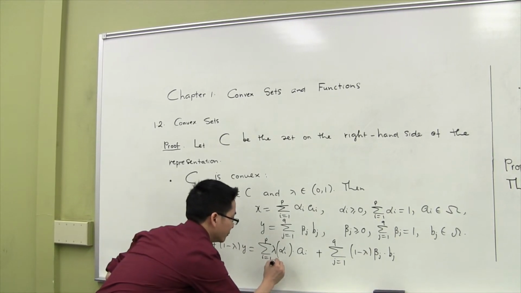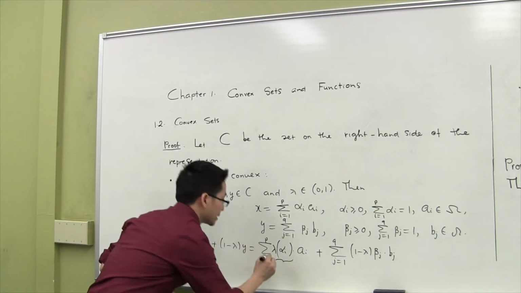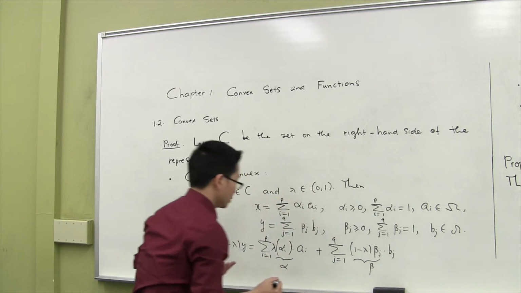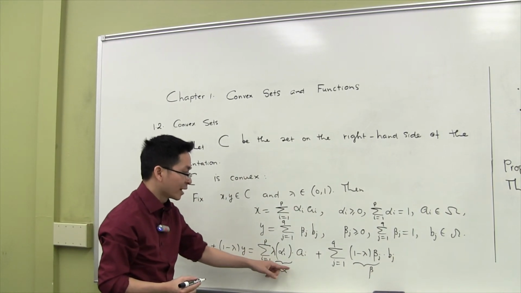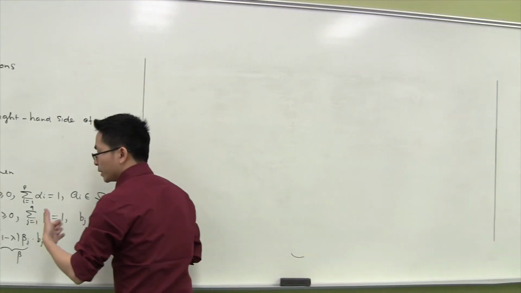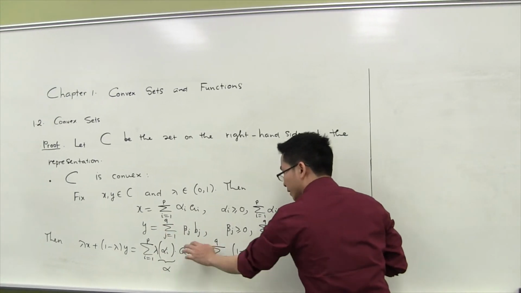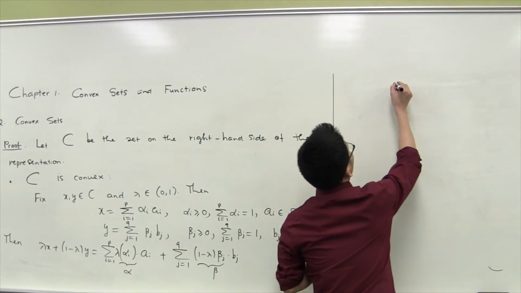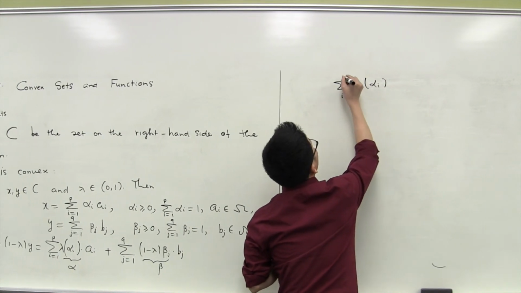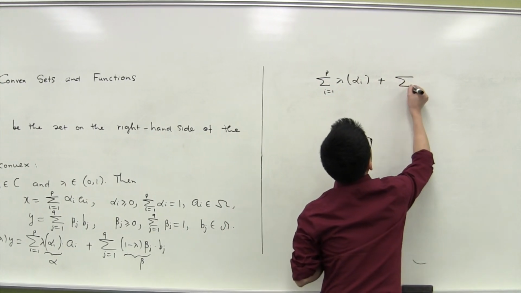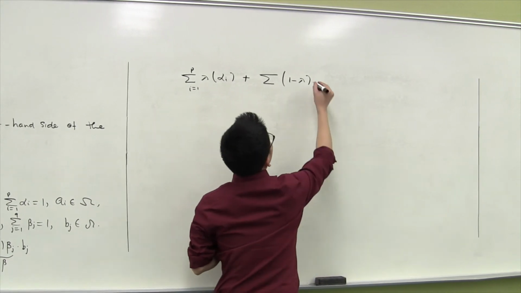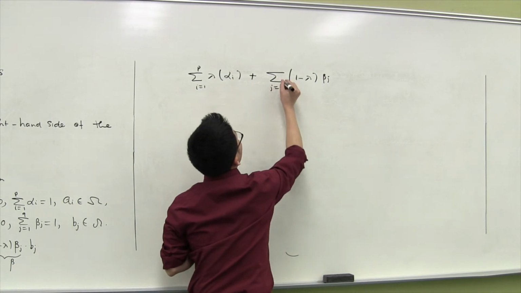Okay. Now, if we set this by alpha, and if we set this by beta, we will see that the sum of the new coefficients is equal to 1. How come this is true? We're going to see that the sum of all coefficients in this representation is equal to 1. We look at the sum of lambda times alpha_i, where i runs from 1 to p, and the sum of (1 minus lambda) times beta_j, where j runs from 1 to q.